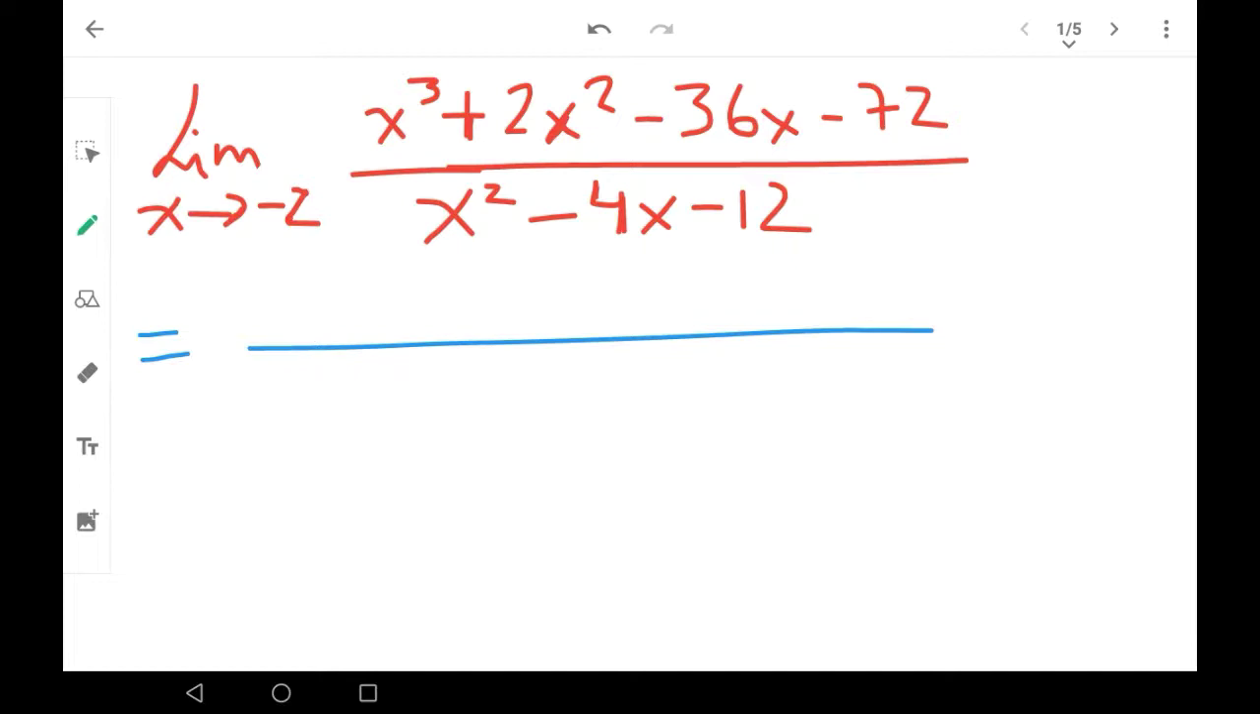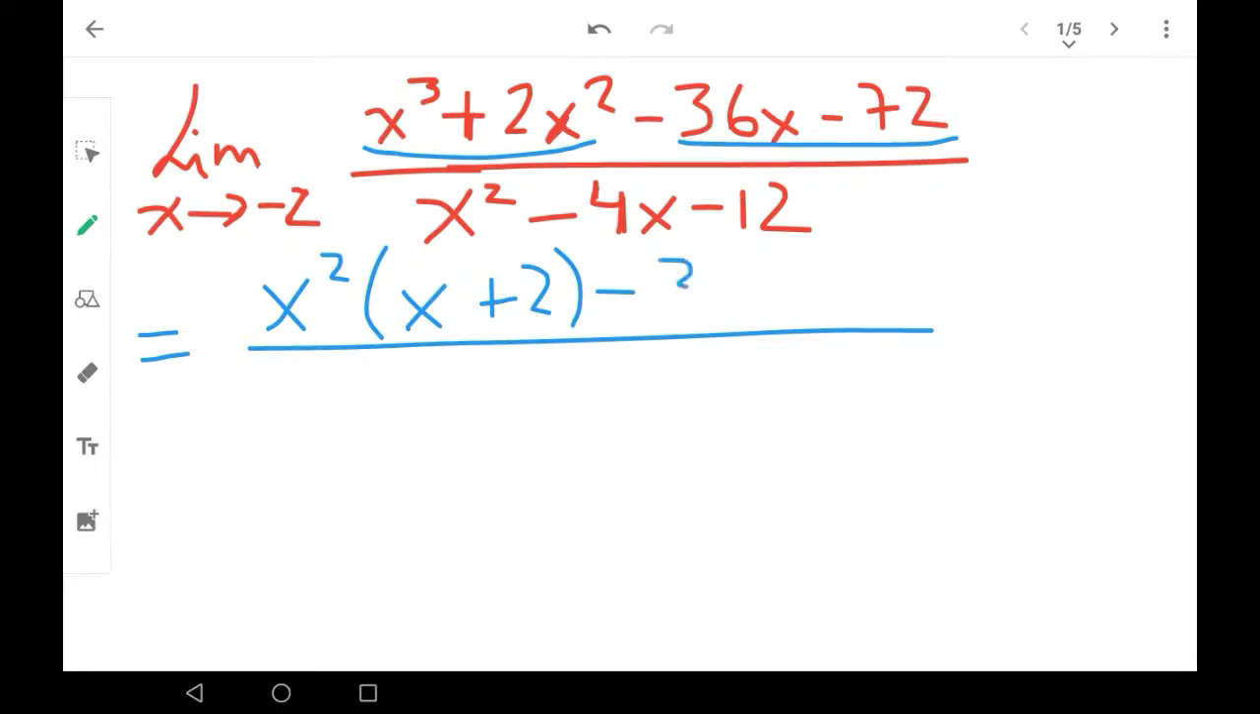I can factor this exercise by grouping. That means I have to divide the polynomial on top in groups of 2. I can use the x cubed plus 2x squared because both terms have at least x squared in common, so I can factor x squared times (x plus 2). That would be the factored form of this one. Now I can group the other two, negative 36x minus 72, and factor out 36. This would be minus 2, since here this is negative and this is negative, in order to have a negative again, this has to be positive.